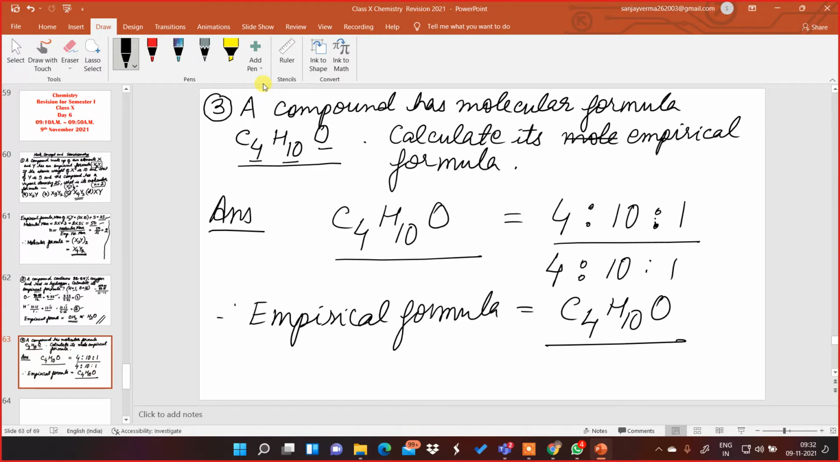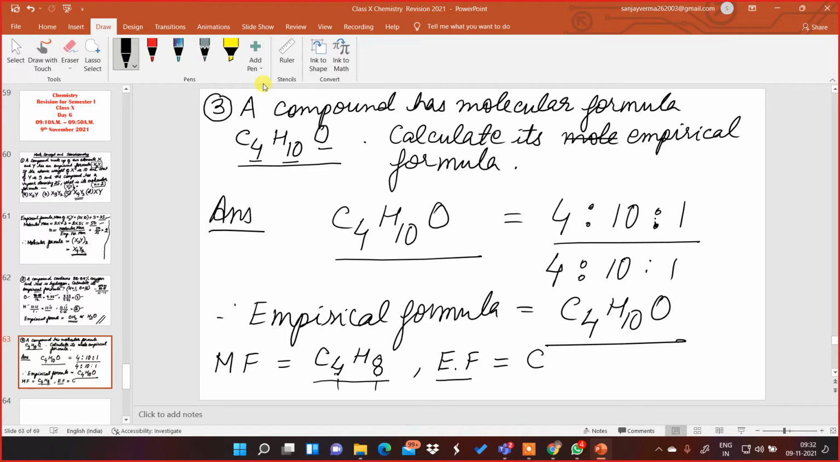For example, if the molecular formula is, say, C4H8, and I ask you what is the empirical formula, what will it be? If the molecular formula is C4H8, what should the empirical formula be? Tell me. Do you think you can cancel 4 and 8? Can you cancel? Yes. 4 ones are 4.